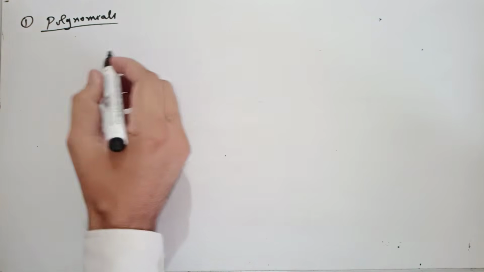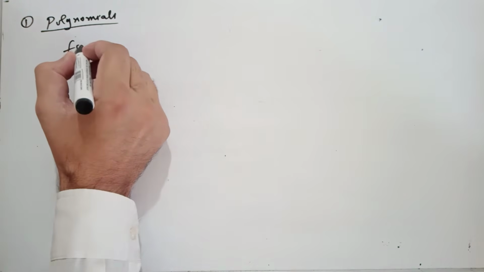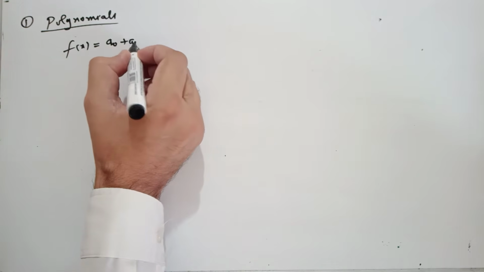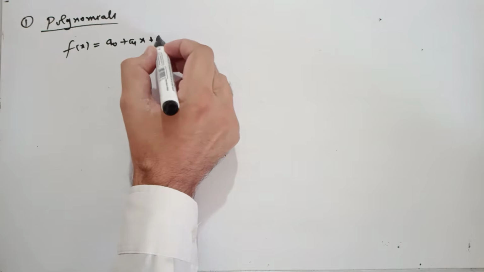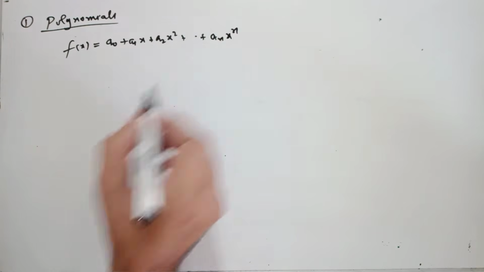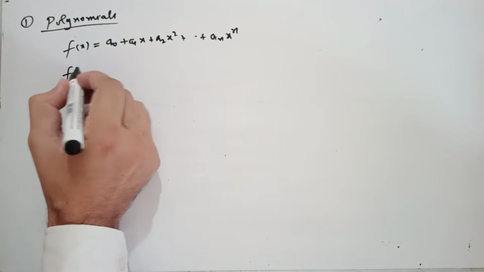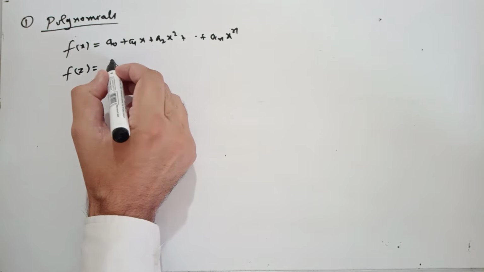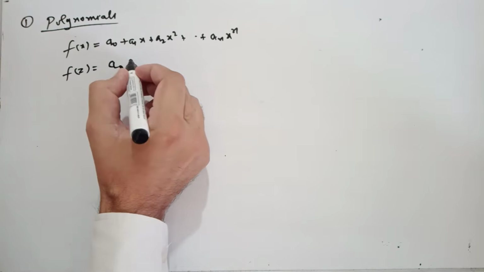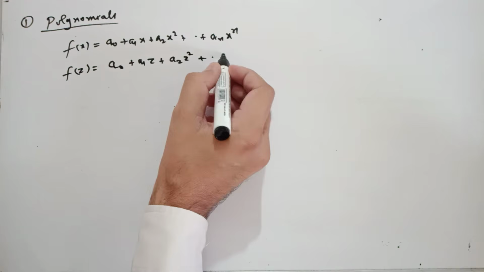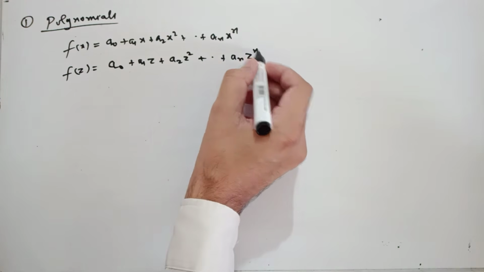You are familiar with polynomials in real numbers. How do you define an nth degree polynomial in the real case? f(x) equals a0 plus a1x plus a2x squared and so on up to an x power n. In the complex case, in analogy to this, you can define a0 plus a1z plus a2z squared plus and so on, an z power n.